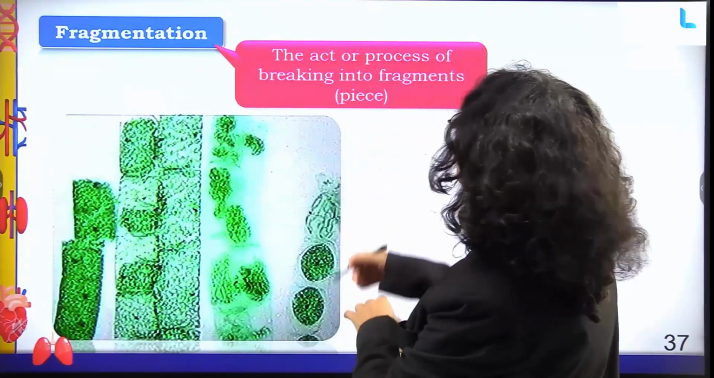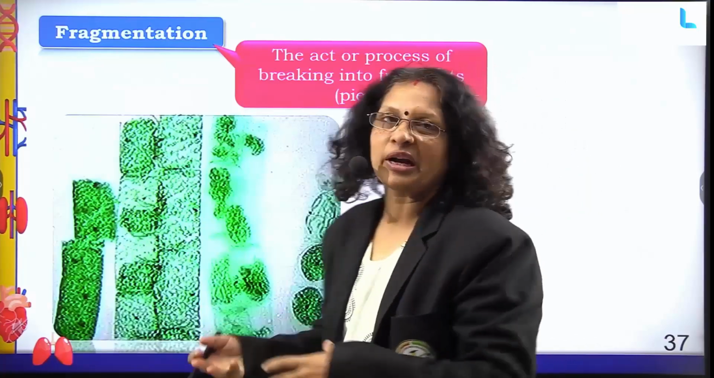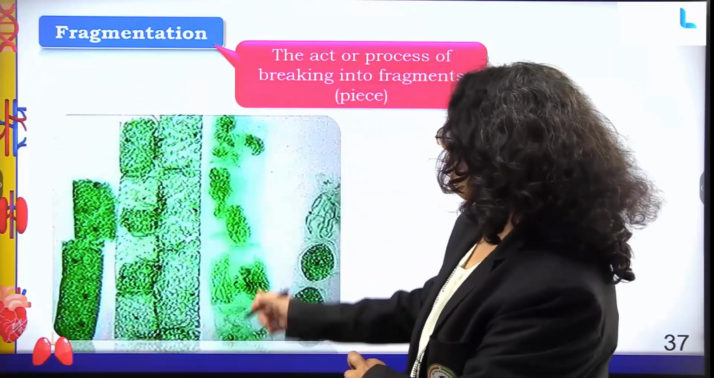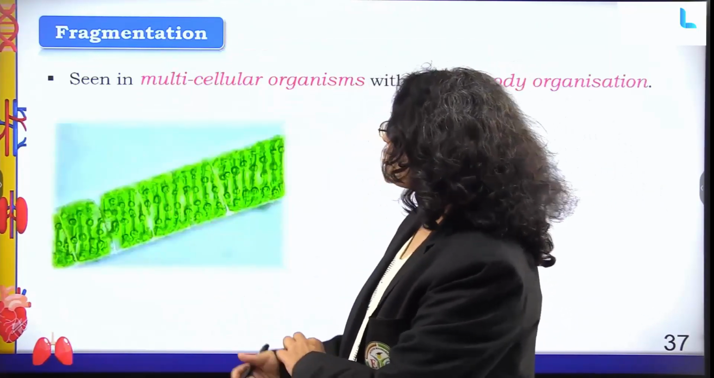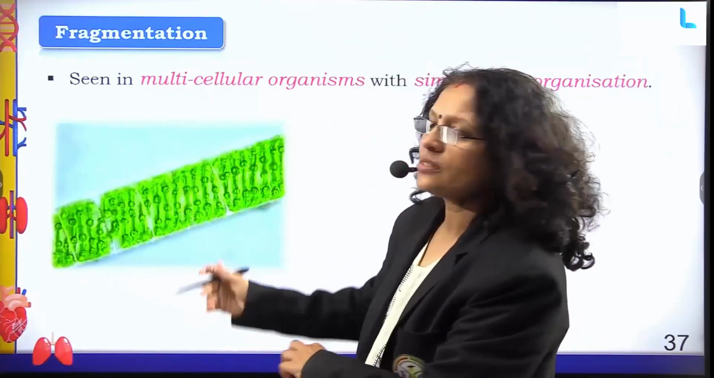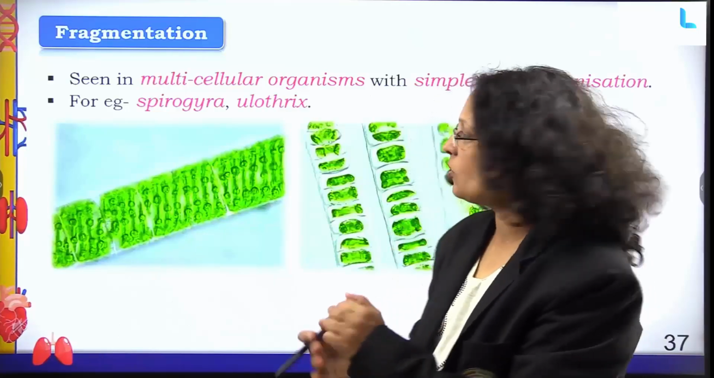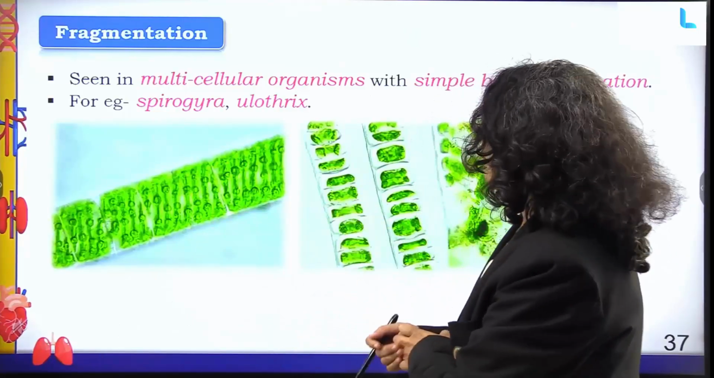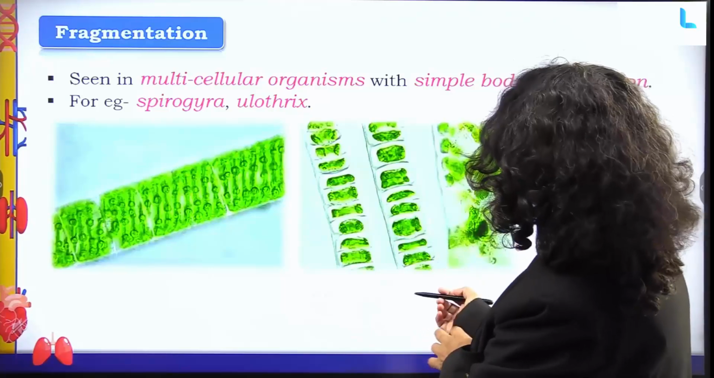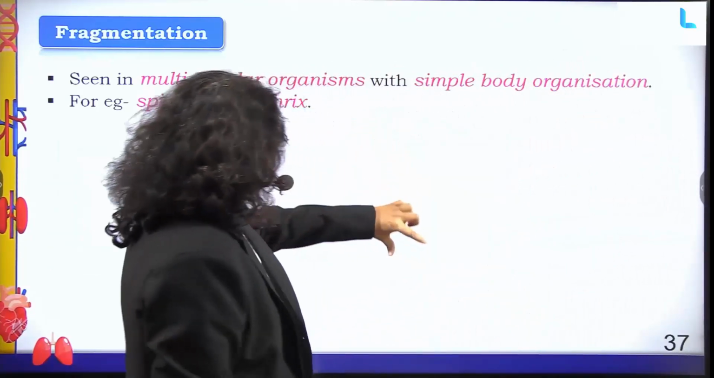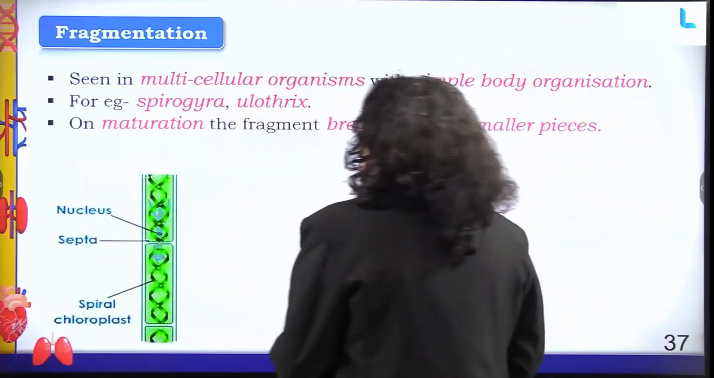Now fragmentation: the act or process of breaking into fragments. Fragment means pieces. So these longitudinal kinds of structures will break into pieces, and each piece will act as an individual organism. Okay, like this, like Spirogyra or Oscillatoria. You can see here there is a structure like this. So from there only the breaking will take place.